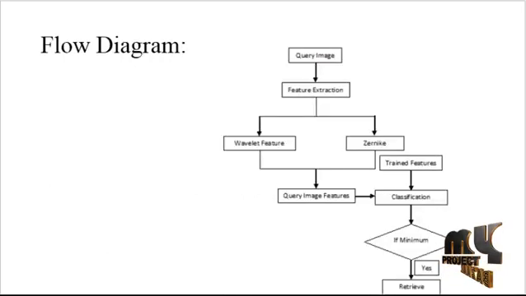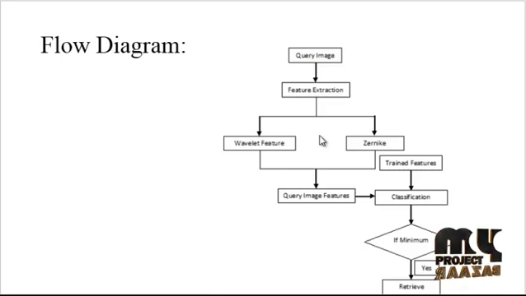Now we discuss the overall flow diagram for the process. This is the overall flow structure for the process. At first, the query image is taken from the dataset. The dataset is a folder which consists of several input MRI images. After getting any one single input MRI image from the dataset, the feature extraction is carried out by using the wavelet features and the Zernike features.